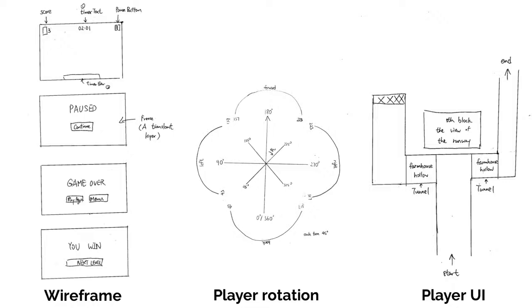When the user loses, they can still restart the level, so the loop is still valid, or they can go back to the main menu.